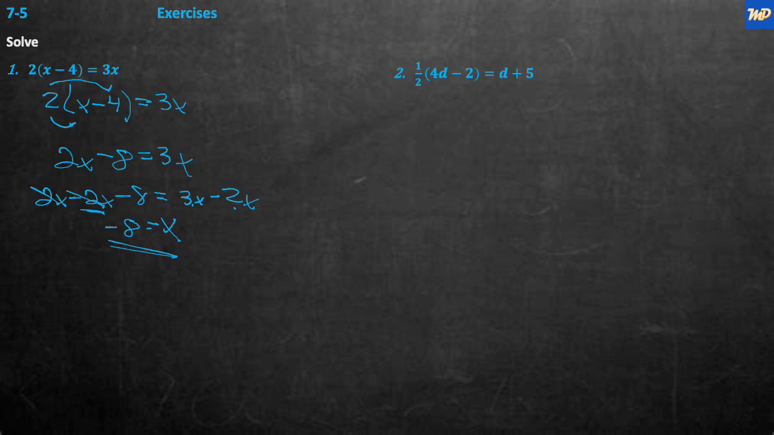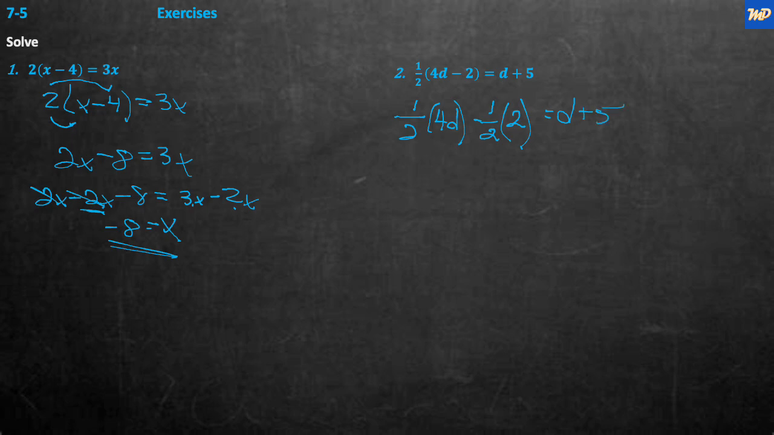How about the next one? 1/2 times the quantity 4d minus 2 is equal to d plus 5. So the quantity 4d minus 2 has to be unentangled, so to speak. So we're going to multiply both terms inside there by a half. So 1/2 times 4d minus 1/2 times 2, and that equals d plus 5.